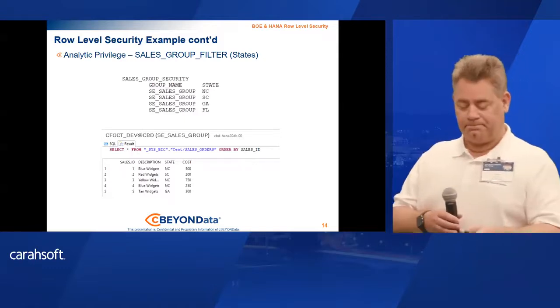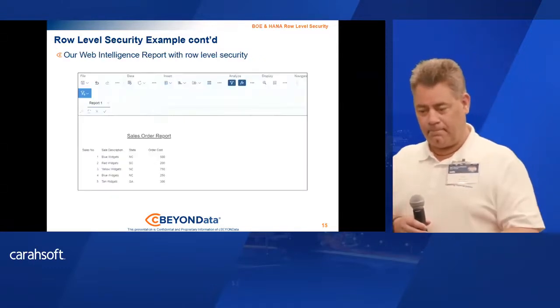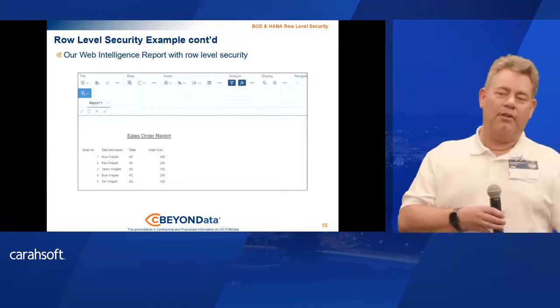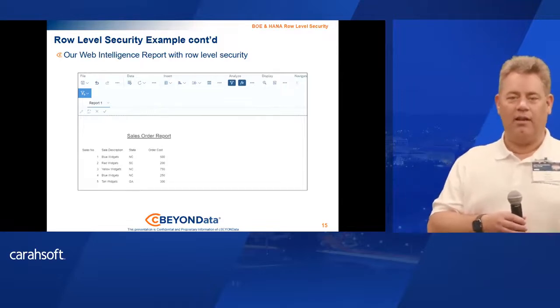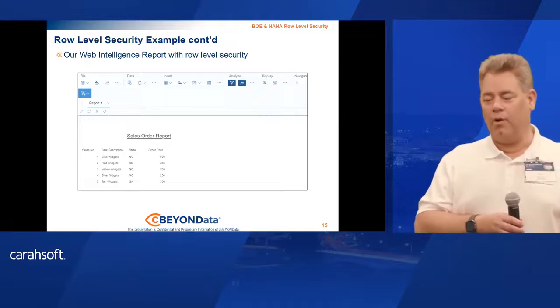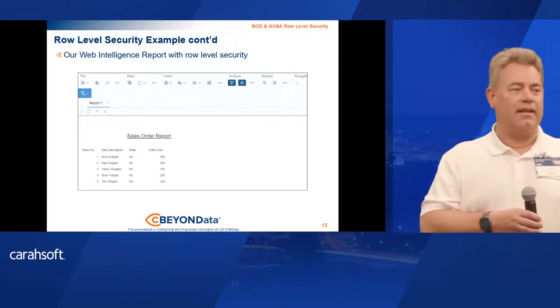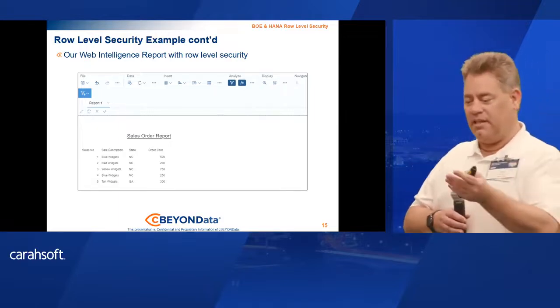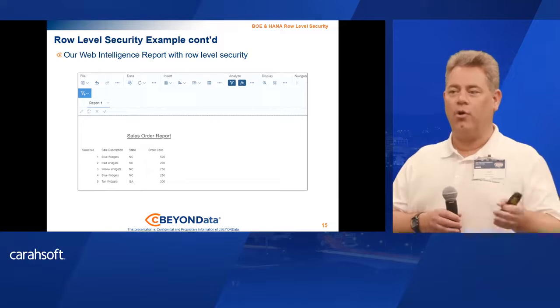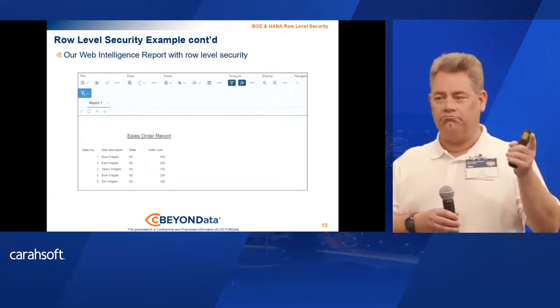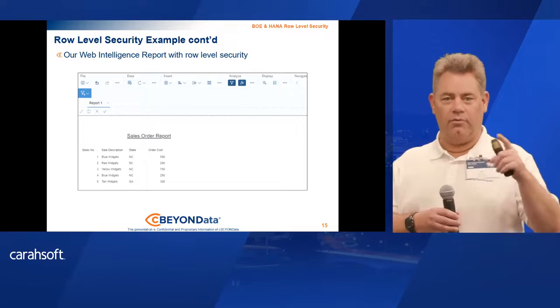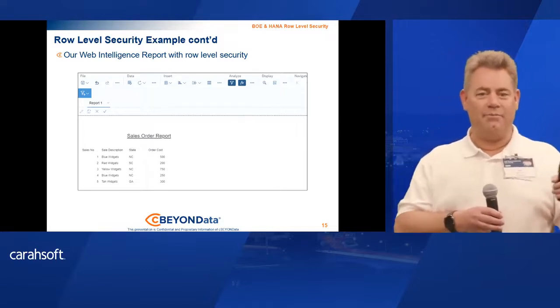All right. And now full circle. We're back to the business objects Webi interface. I'm now looking at my Web Intelligence report that's based on that calculation view, and I'm seeing that the data is filtered based on who I'm logging in to the database as. Anybody want to say what the original object we were looking at in the CMC was?